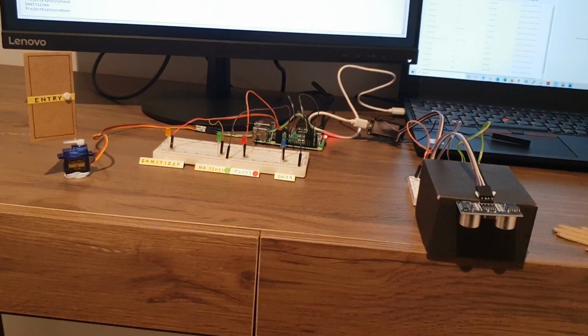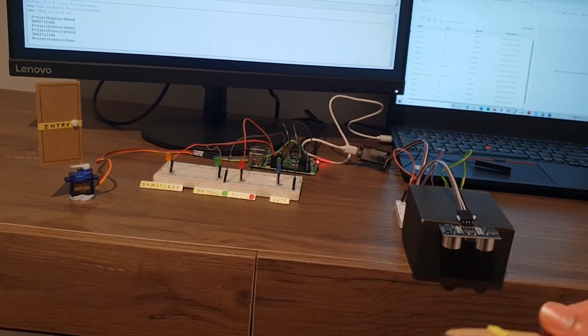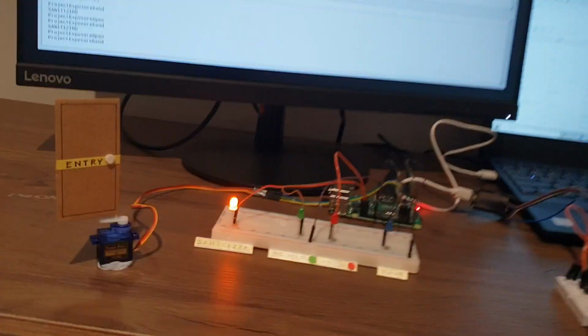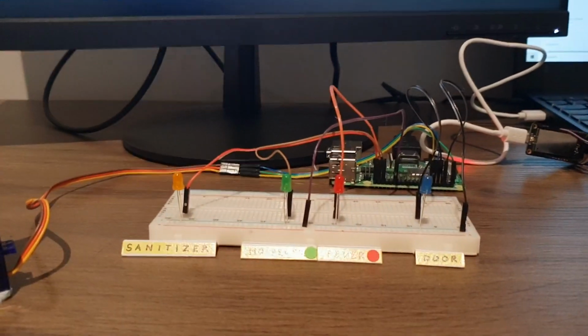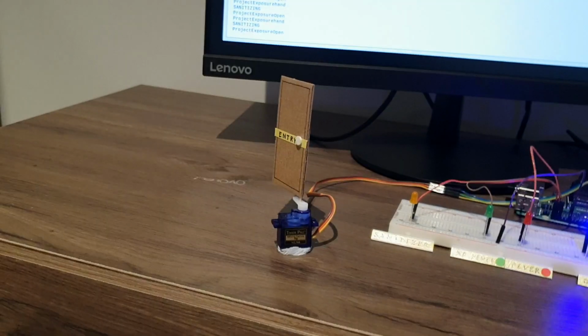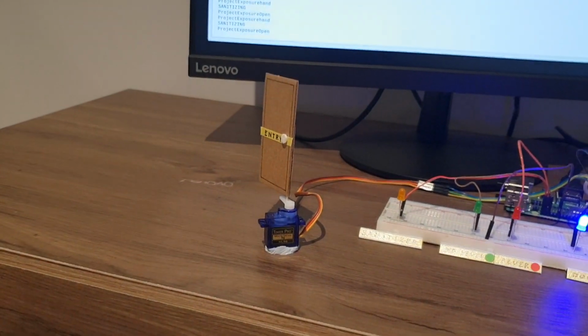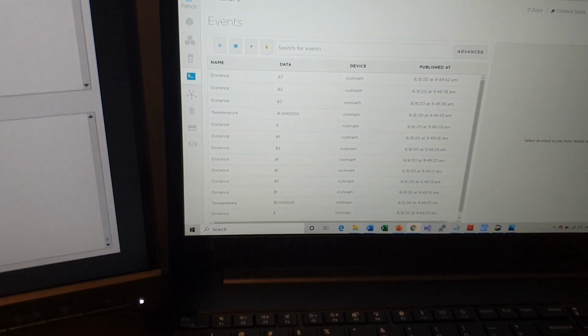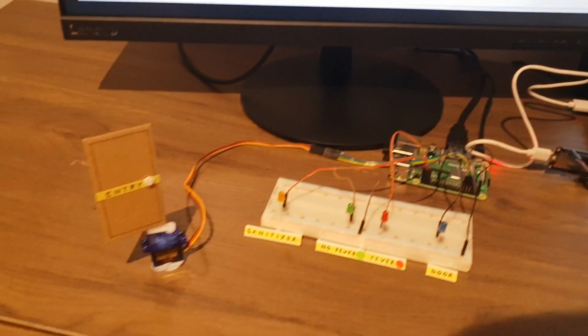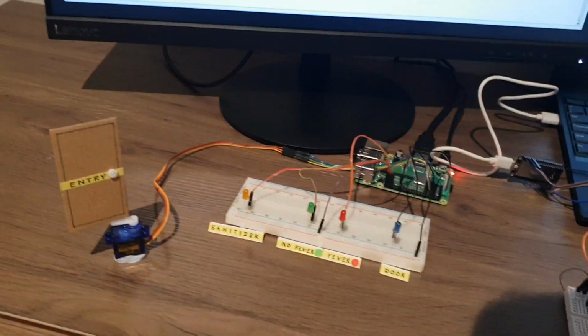A new customer comes in, and he puts his hand under the hand sanitizer. Sanitizer is being dispensed. His temperature is checked. His temperature is also fine, and the door opens for him. He enters, and then the door closes. As you can see clearly, the temperature is well below 37.5 degrees Celsius, which is why the door opened.